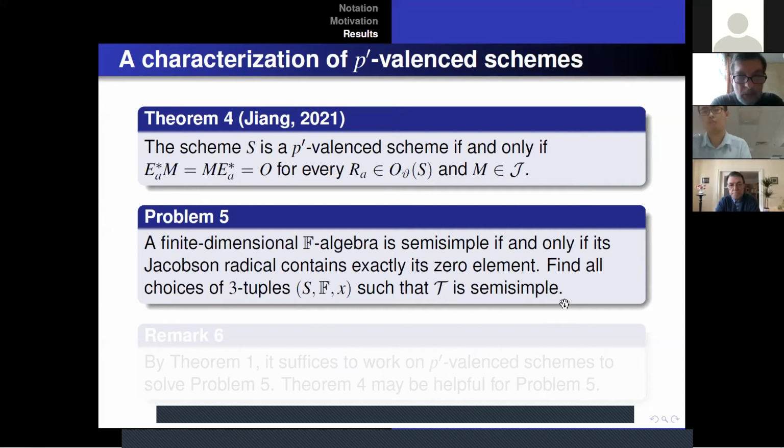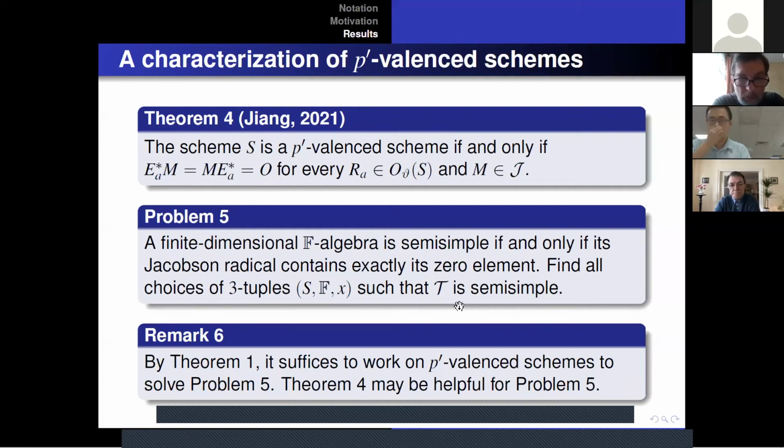We are interested in this question because for the modular adjacency algebra, we know for which cases it is semi-simple or not. But if you consider the modular Terwilliger algebra, we may not know these choices for the 3-tuples. And I remark that for a coexisting scheme, we know how to choose them. But for the general case, we don't know.